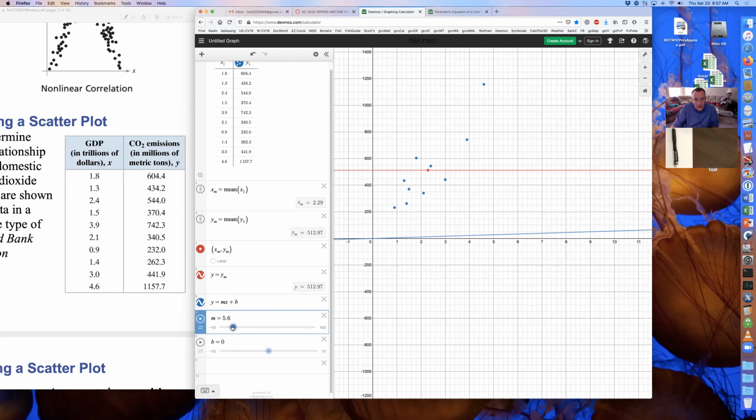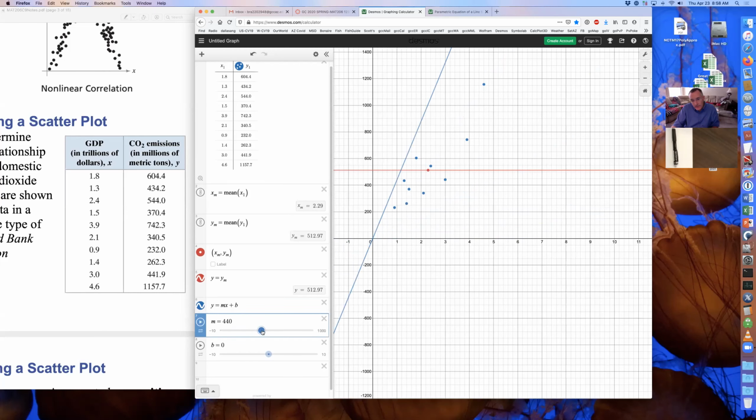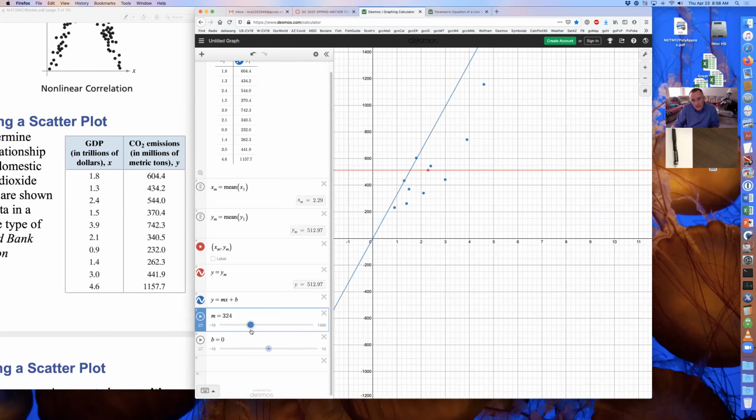Right? And then drag it over here. Still not steep enough. So I'm going to say, okay, let's go up to maybe 1,000. And I'm going to say, whoa, too steep. Okay, that's looking better.